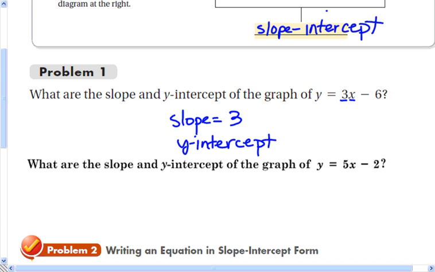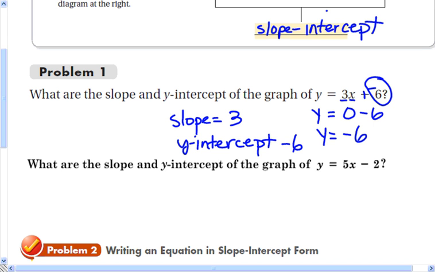So if we put 0 in there, 3 times 0 is 0, minus 6, that is the y-intercept, which is negative 6. And it's actually the number we're adding. So if I change this to adding a negative and look at that number, that's the y-intercept. So the y-intercept is negative 6. So the place it crosses the y-axis is negative 6.